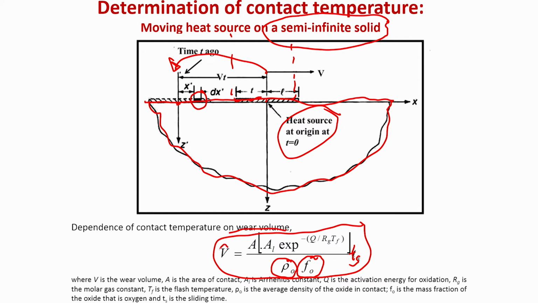So, what you see here very clearly, V is the wear volume, A is your area of contact, AL is your Arrhenius constant. So the pre-exponential term within the bracket is the Arrhenius constant, and in the exponential term Q is your activation energy for the diffusion or oxidation, R is your universal molar gas constant, and TF is your flash temperature. So, from here you can clearly see that flash temperature can influence the wear volume to a large extent.